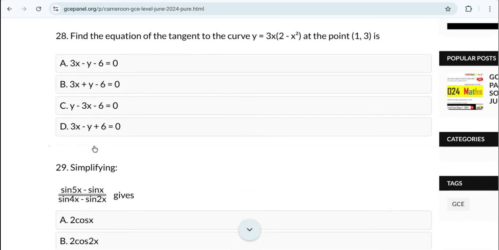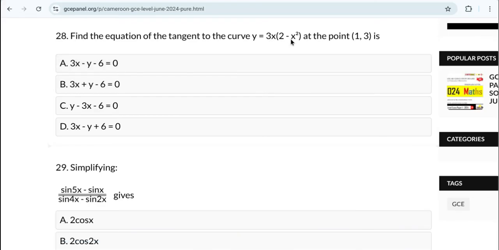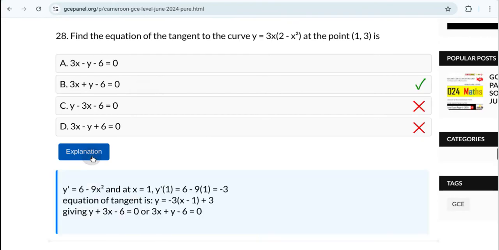Question 28. Find the equation of the tangent to the curve y equals 3x times 2 minus x squared at the point 1, 3. So for the equation of the tangent, we just need to get the gradient at that point and form the equation. So at this point, dy dx will be equal to 6x minus 3x cubed. Let's see what you're going to get for dy dx. So our key here is B actually.